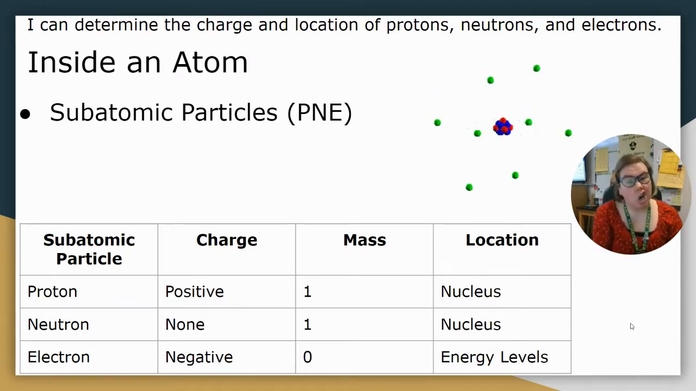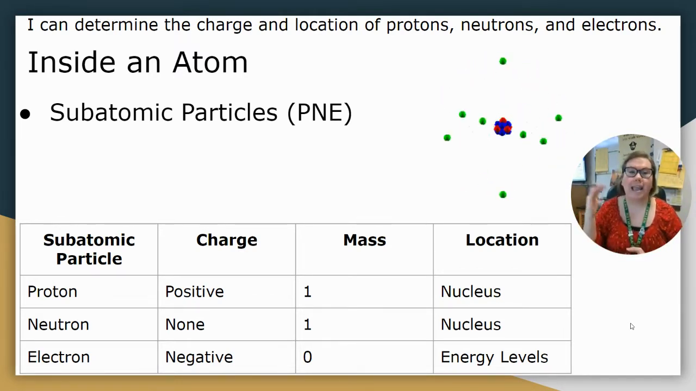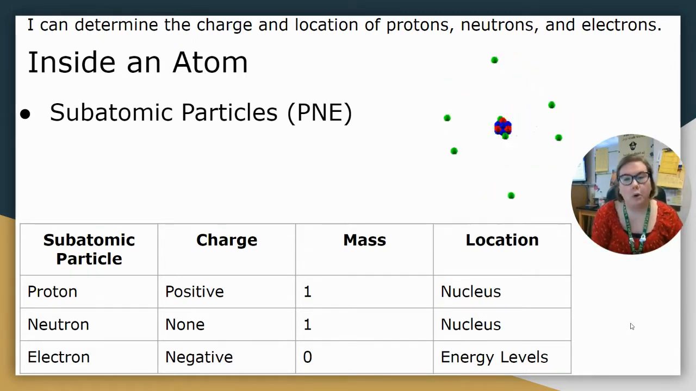Protons have a positive charge. Neutrons do not have any charge. And electrons have a negative charge. Later on, we'll get into why this all becomes important.